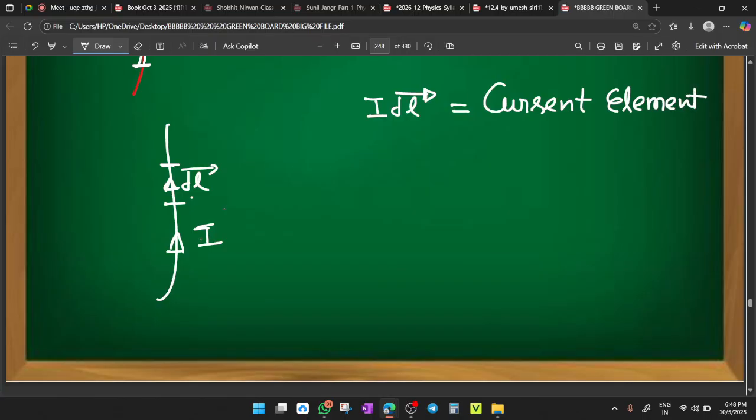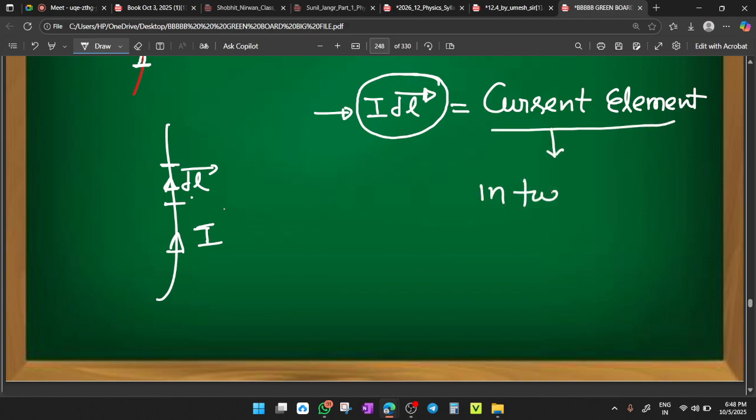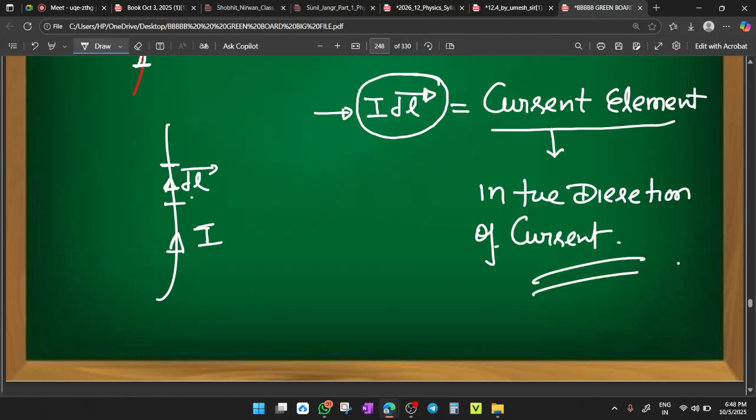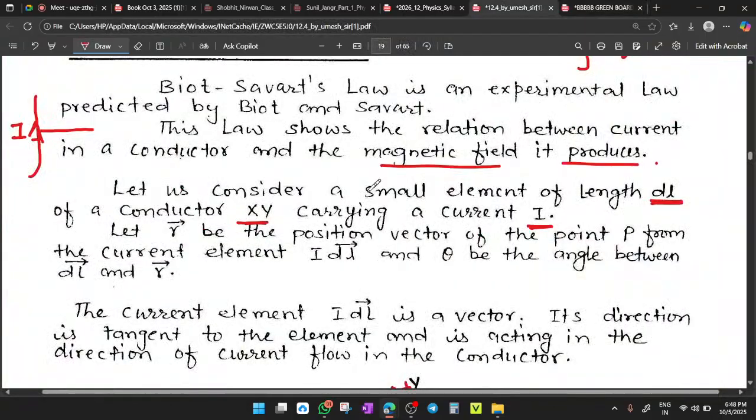Separately, current is called I. dl is called the differential length, or incremental length, a small length. And when you mix I with dl, this whole quantity becomes Idl, and Idl itself is a vector quantity. The direction of Idl, the current element, is in the direction of current flowing. So the direction of Idl, or current element, is in the direction of current.